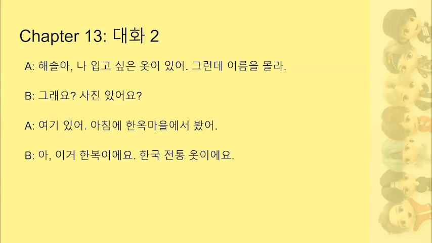Now on page 25, there is another conversation. This is part of your pronunciation listening exercises, but like usual, I'm just going to go ahead and read through it here. So the first person says, 혜설아, 나 입고 싶은 옷이 있어. 그런데 이름을 몰라. So 혜설, they're just calling out to their friend. 나 입고 싶은 옷이 있어. So this is, of course, 반말, and they're saying there is a piece of clothing that I want to wear, and then they're saying, but I don't know the name.